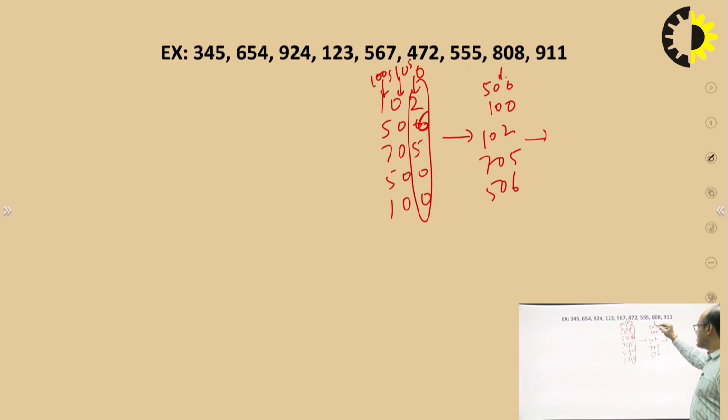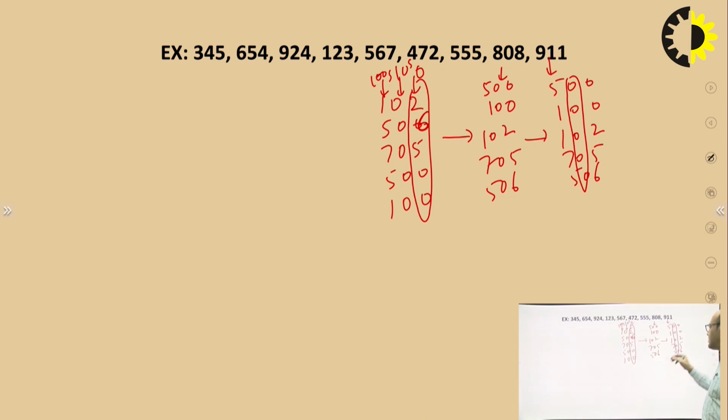Then we will sort on the basis of the tens place. 500 remains there, 100 remains there, 102, 705, because at the tens place 0 is there everywhere, so no change will take place. Then again we will start sorting on the basis of the hundreds place. The smallest element is 100, then 102, then comes 500, then 506, then 705. So this is the sorted list.